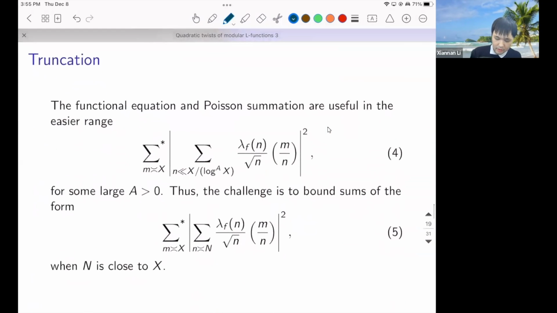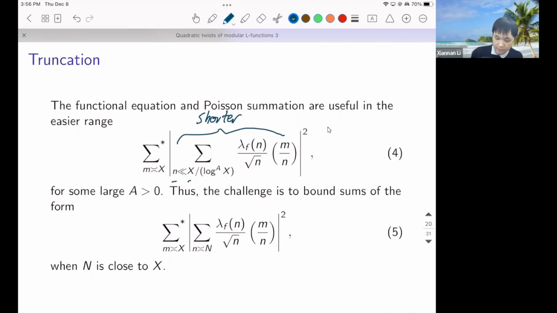So the idea is some type of truncation argument. So what we want to do is replace the sum n up to x by a shorter sum. And then because the inside sum is shorter, the tools that we mentioned, in particular Poisson summation, will turn out to be useful. Okay. So morally, I'm thinking I want to truncate n at x over a power of log x and not have it go all the way up to x.